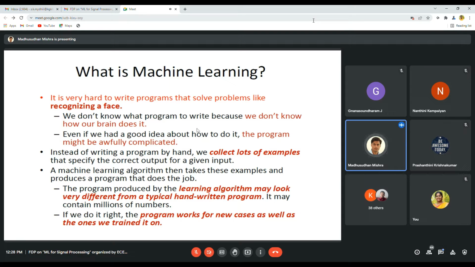So actually, these slides mainly tell the importance of machine learning.